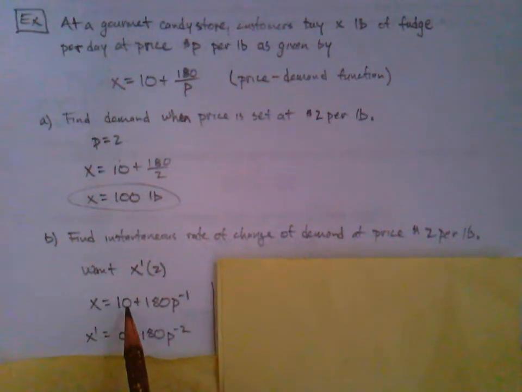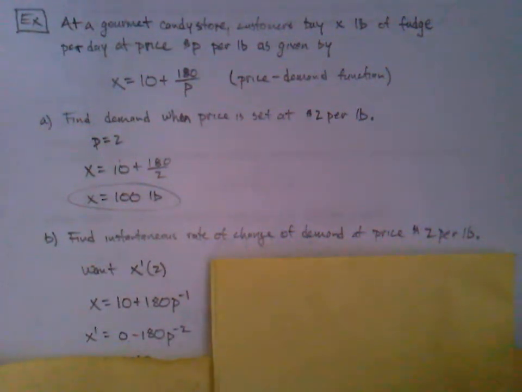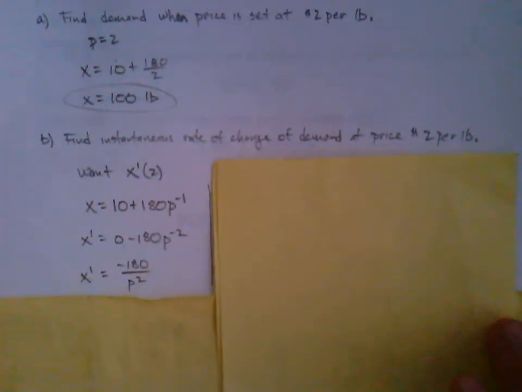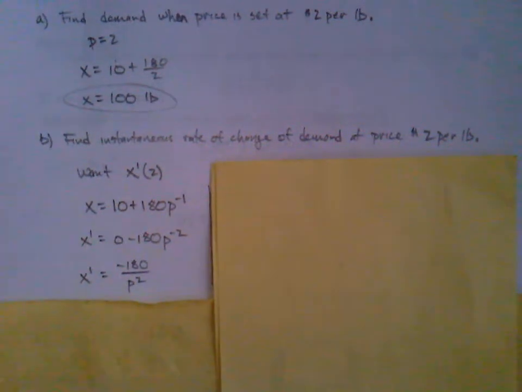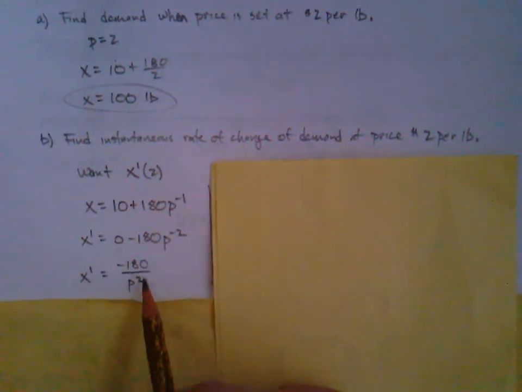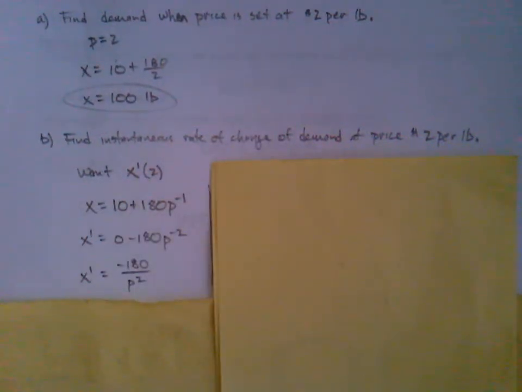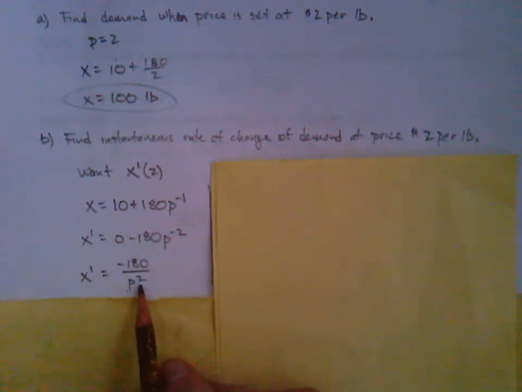So x prime will equal, well, derivative of 10 is 0. And plus 180 P to the negative 1. That negative 1 multiplies down. It becomes minus 180 P to the negative 2. And perhaps it's advantageous to rewrite it as the fraction. The 0 can drop off. x prime will equal, let's just write as negative 180 over P squared. Because that's the same thing as P to the negative 2, right?